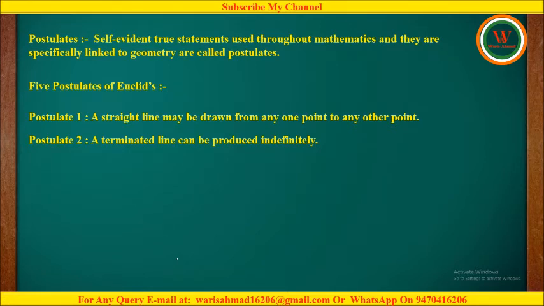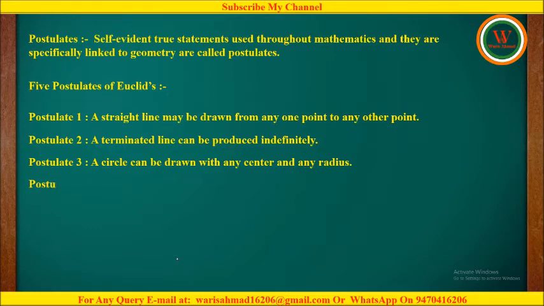Now the next postulate is a circle can be drawn with any center and any radius. And the fourth postulate is all the right angles are equal to one another. As we know, the right angle is equal to 90 degrees. So all the 90 degrees are equal to one another. All the right angles are equal to one another.